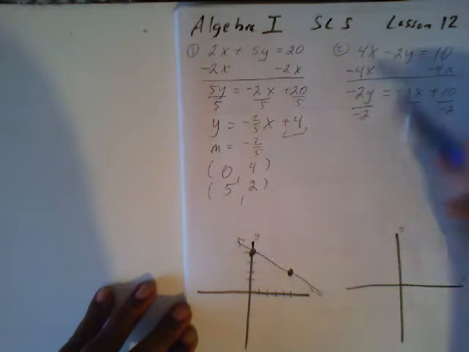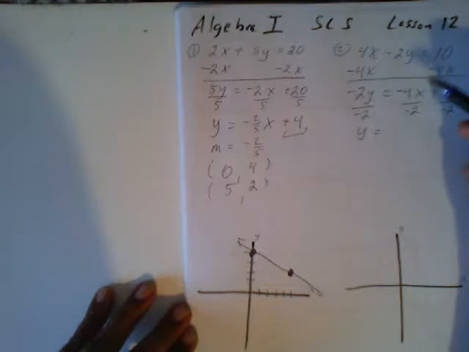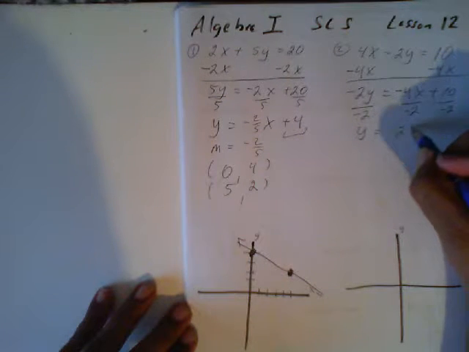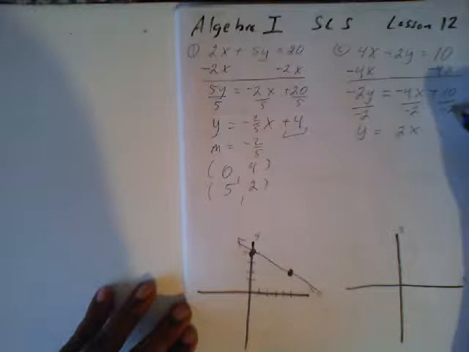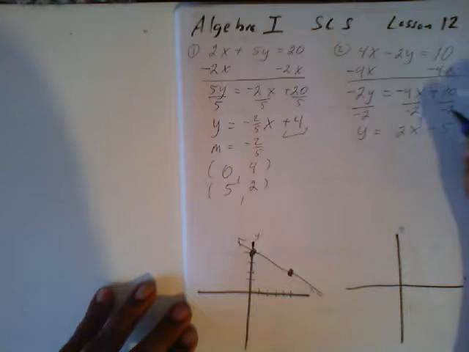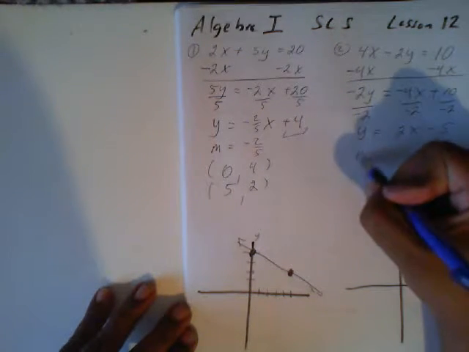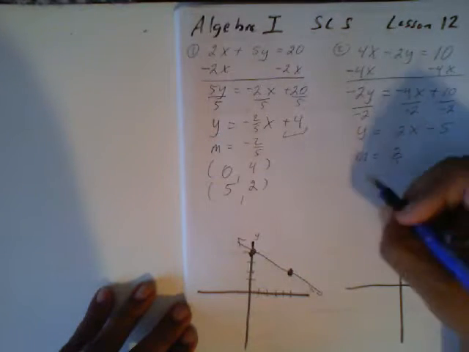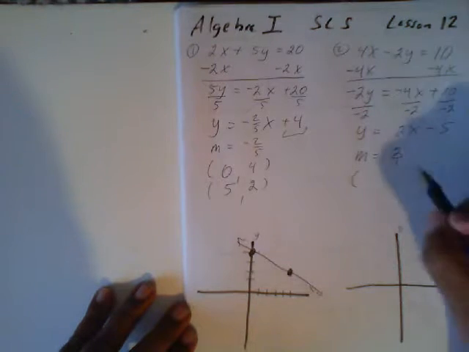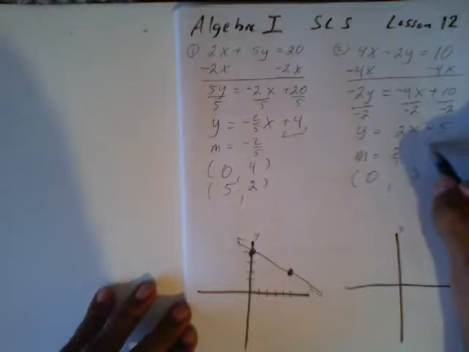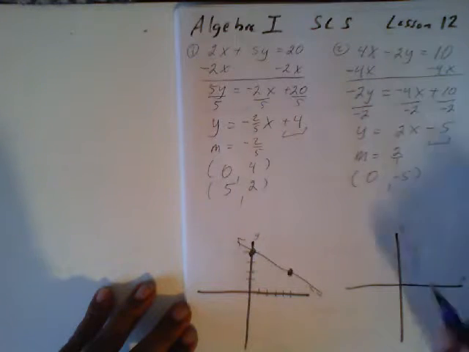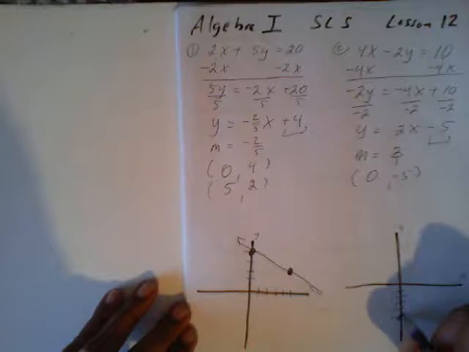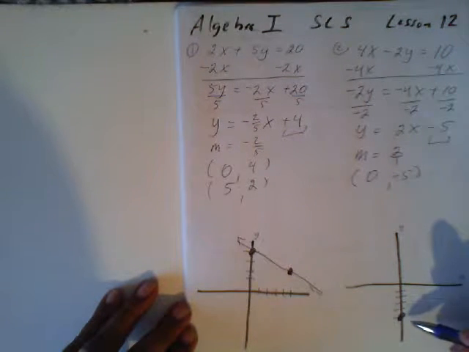Divided by negative 2 here gives me positive 1y. Divided by negative 2 here gives me a negative 4 divided by negative 2, which is positive 2x. And 10 divided by negative 2 gives me negative 5. Okay, this implies that my slope here will be 2, and I'll put it over 1 for the run, so rise 2, run 1. And my y-intercept will be x equals 0, and y is negative 5. So I'll go here, 1, 2, 3, 4, 5. Okay, this is 0, negative 5.